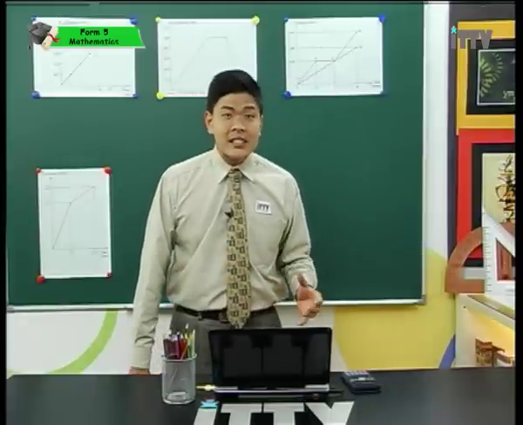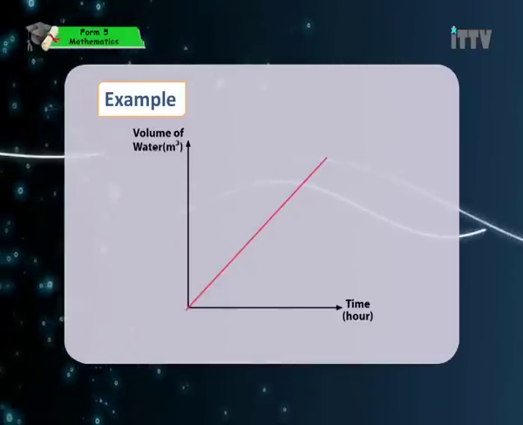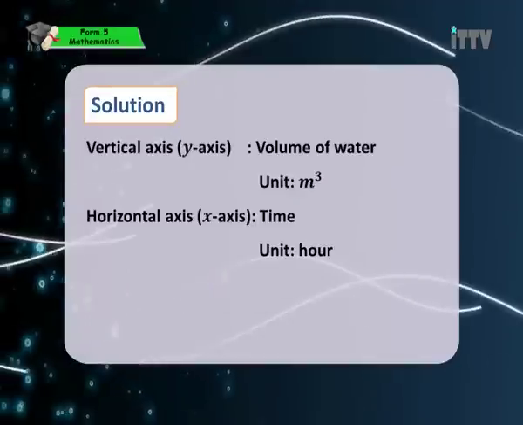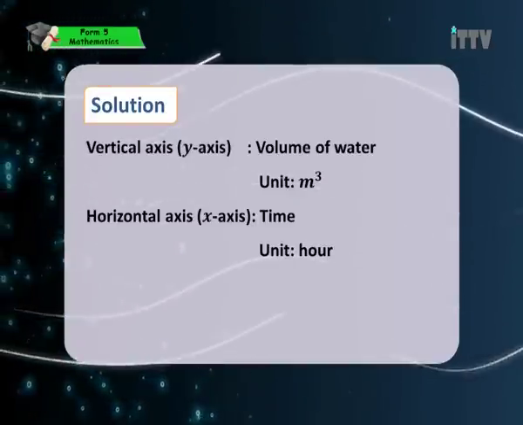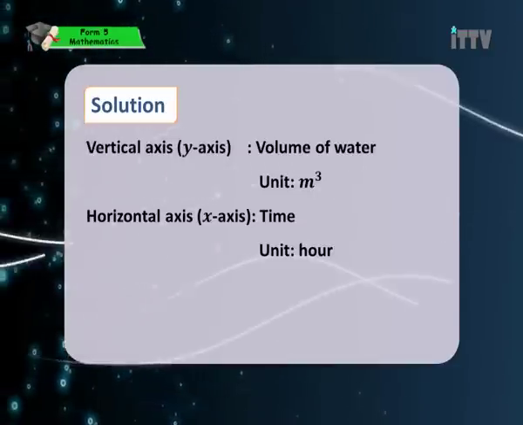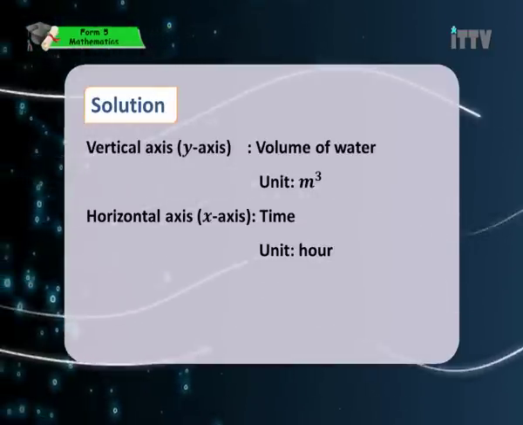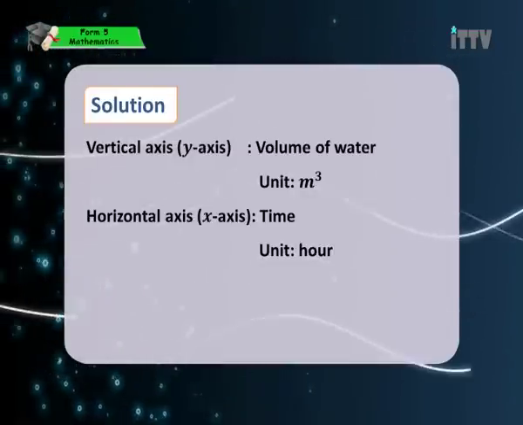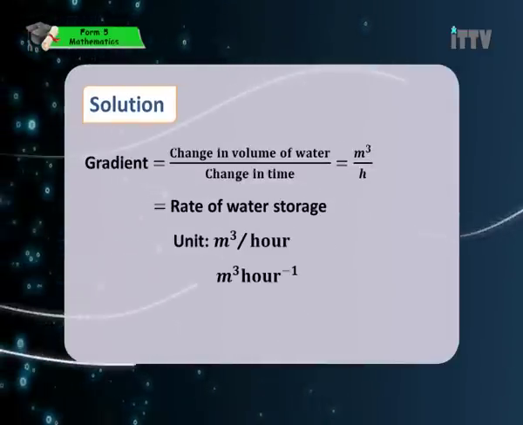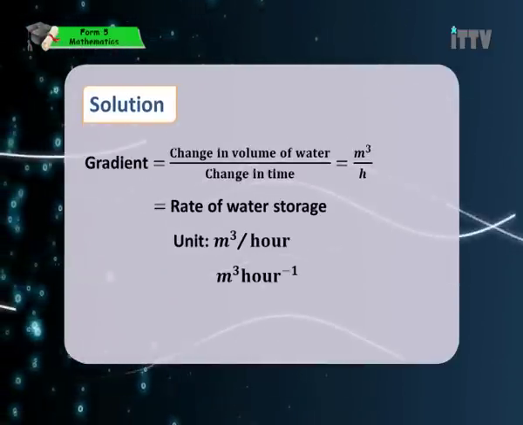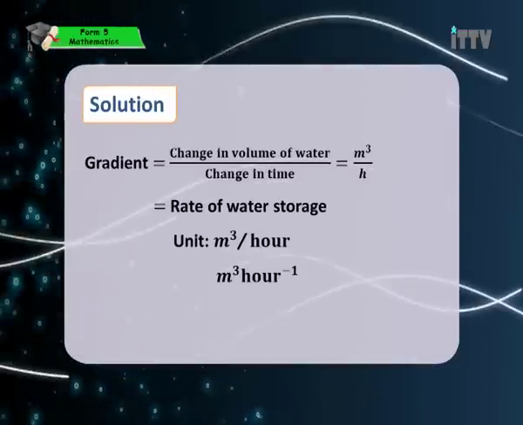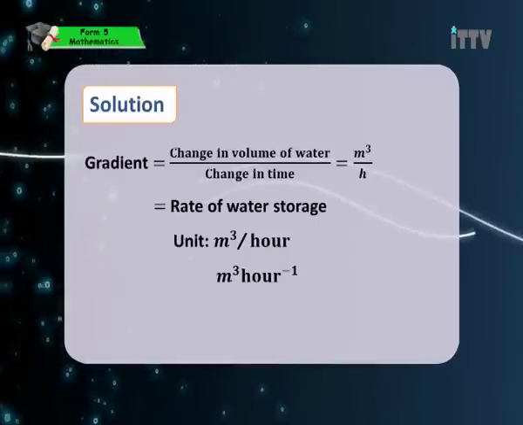Alright, so it is a graph of the volume of water against time in hours. Now let's take a look at this. So the vertical axis or the y-axis is volume of water, right? And the unit is in meters cubed. Now the horizontal axis or the x-axis represents time with unit hours. The gradient is equal to the change in volume of water over the change in time, and the unit is m cubed over h.